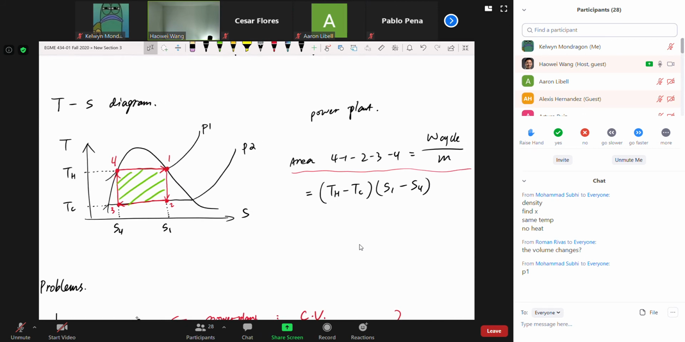Okay, all right, so next, how do we calculate the area of this rectangle? Enclosed by 1, 2, 3, 4. What is the height? The height must be TH minus TC. And what is the length of the rectangle? S1 minus S4. Okay. What's your plan for TH and TC? How do you plan to look for TH and TC?